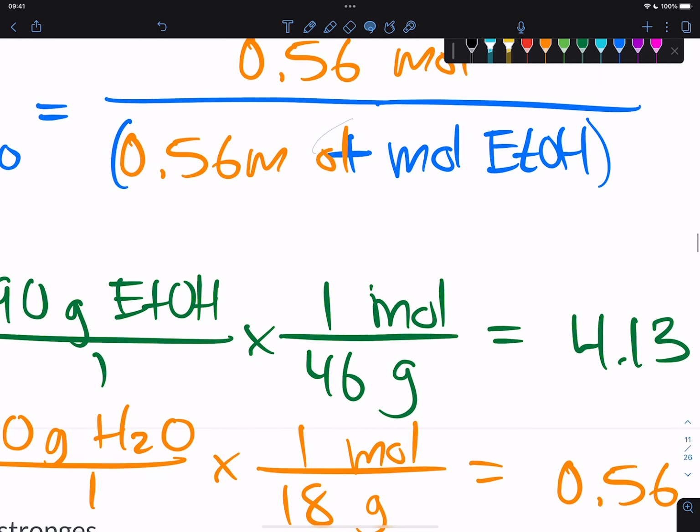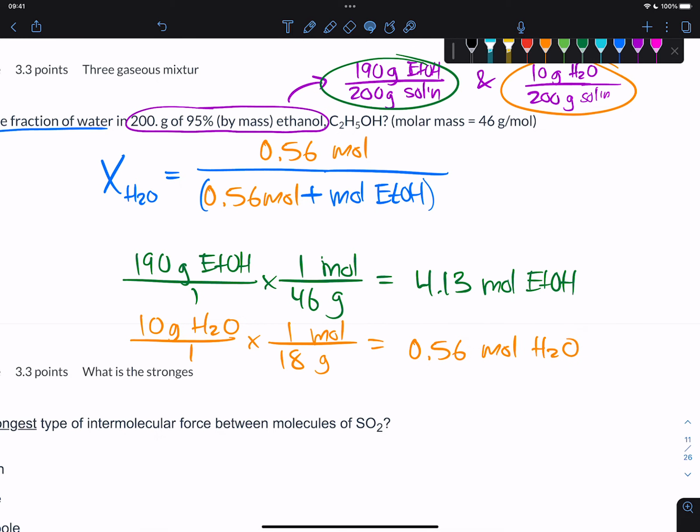Let's see. That was not as pretty as I wanted it to be. There we go. And then, of course, for moles of ethanol, get rid of this, and we're going to put this in there. And then you got your answer.